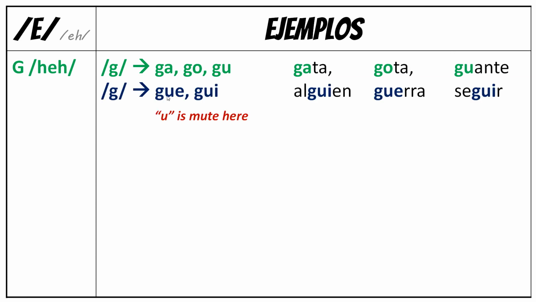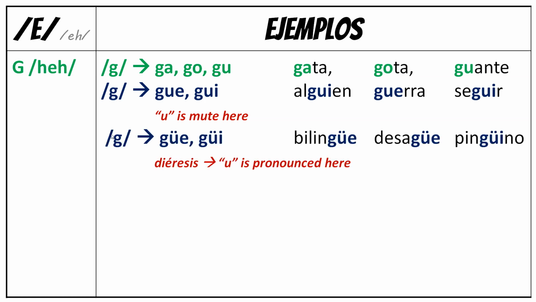When the G is followed by U, E, or U, I, the U is mute. For example, alguien. So it's as if the U is not there, alguien, but we keep the sound G. Guerra. Seguir. But even in this combination, if you notice that the U has these two little dots on top, this is called diéresis, by the way. So if it has these two little dots on top, it means that the U is pronounced here. So in this case, I would say bilingüe. The U retains its own sound. Desagüe. Pingüino.